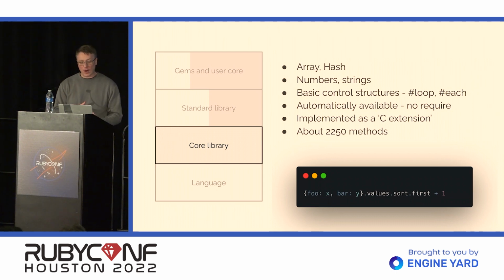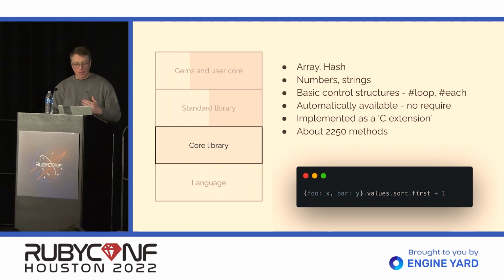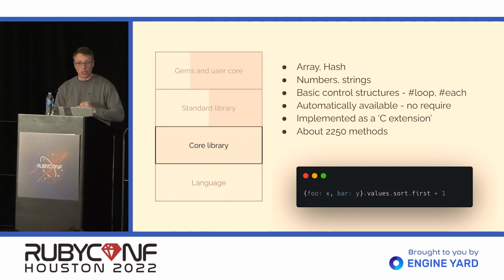The next level up, we have the core library. This is things like Array, Hash, but also lower level things like numbers and strings. Numbers and strings are actually part of the core library. They're not really provided by the language. And also some control structures. So things like loop and Array#each and Hash#each, these are provided by the core library again, even though they're like control flow structures.